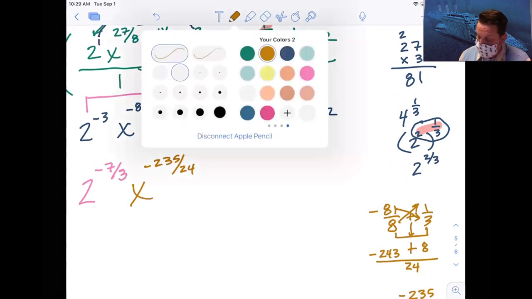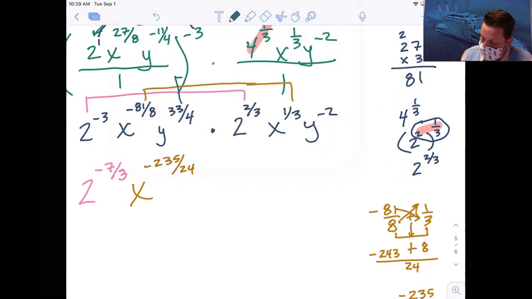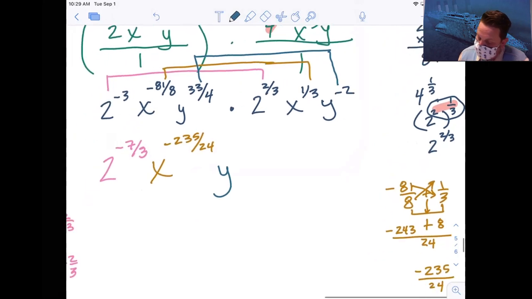Negative 235/24. Okay, that's the new exponent. Negative 235/24. All right, and then the last thing we do here is the y's. Look at this, y and y. So it's going to be y to the, on your own, get the new exponent. Combine those exponents. I'm going to do it as well, but I'm not going to write it down. I'm going to do it in my head, or I'm going to try to. Nope.